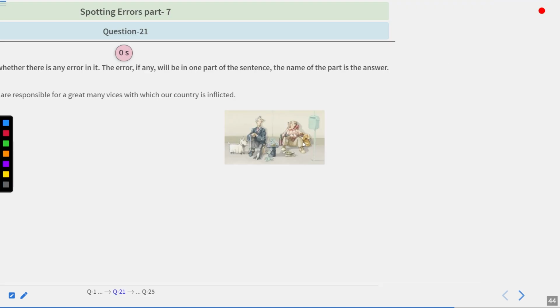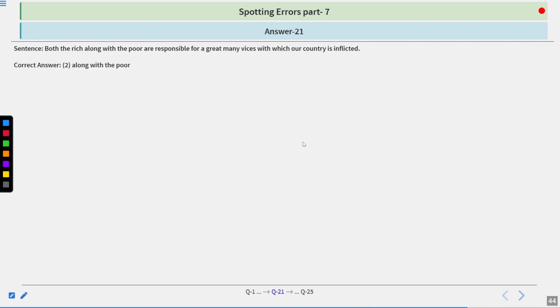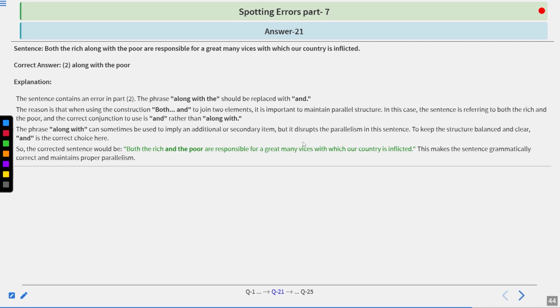I hope you have answered. The correct answer is option number 2, along with the poor. The explanation is the phrase along with the should be replaced with and. The reason is that when using the construction both and to join two elements, it is important to maintain parallel structure. In this case, the sentence is referring to both the rich and the poor. The correct conjunction to use is and rather than along with.